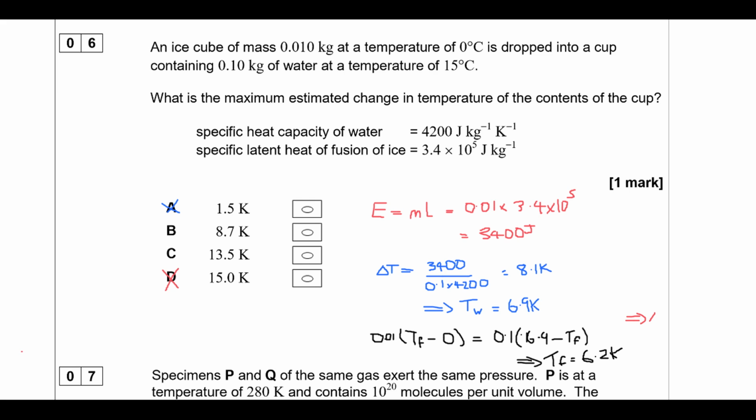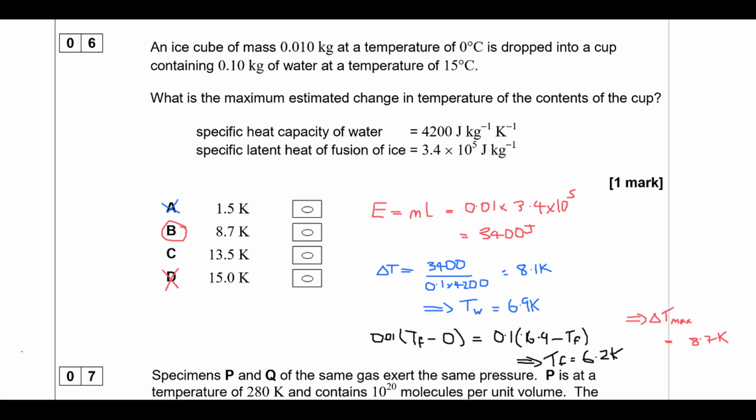So the maximum change in temperature is going to be that of the water, which is going to be 15 minus that answer, which is 8.7 Kelvin there. So B is the correct answer for this one.